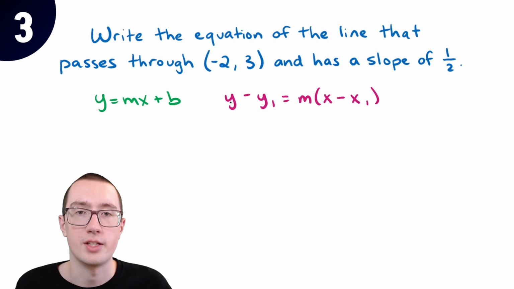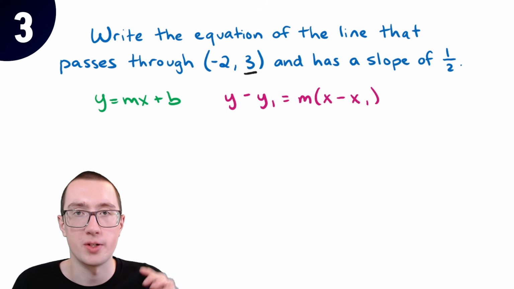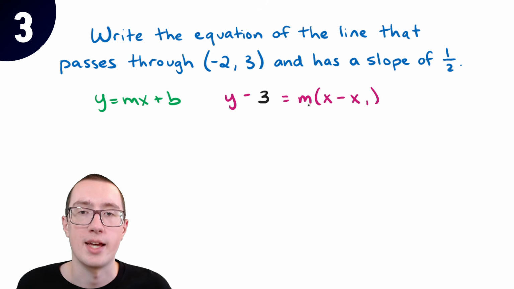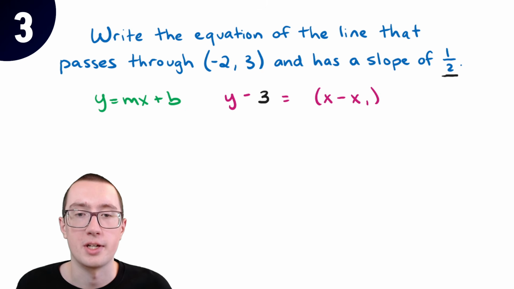So y is going to stay the same, and that's going to be minus y1, which is the y of a point on the graph. The y of this point is 3, because remember in coordinates, you always have x first and then y. So -2 is x, but 3 is y. So we're going to replace y1 with 3. Now what is m? Remember that m is the slope, and the slope, it says, is equal to 1/2. So we're going to replace m with 1/2.